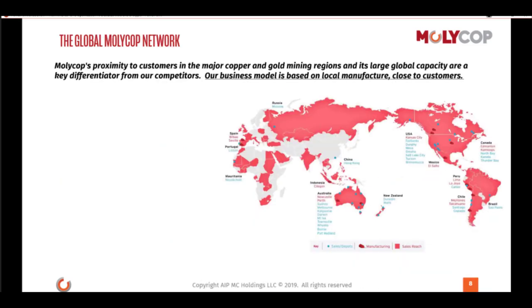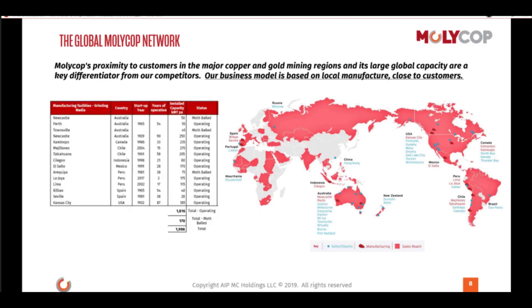MOLYCOP's proximity to customers is in the major copper and gold mining regions, and our large global capacity is what differentiates us from our competitors. Our business model is based on local manufacture close to our customers, with manufacturing facilities and sales support in nearly all the major mining regions of the world, coupled with our world-class logistics network. You can be sure no mine will ever stop over MOLYCOP.